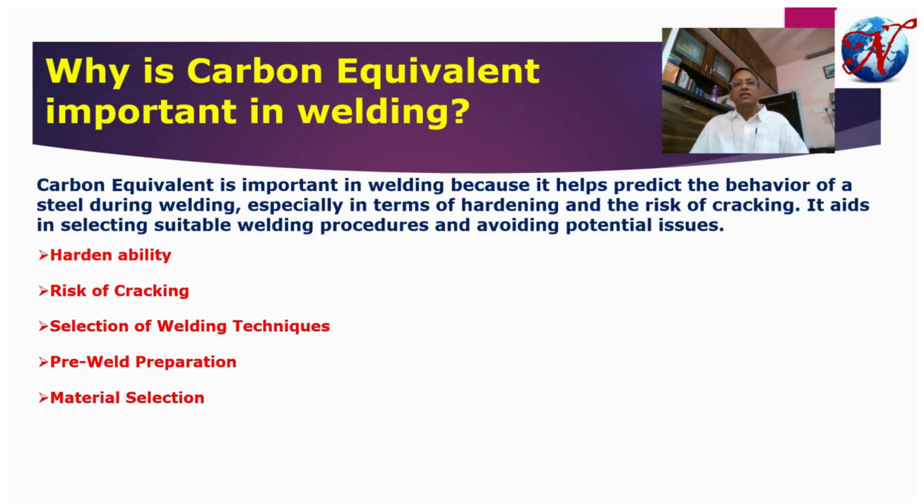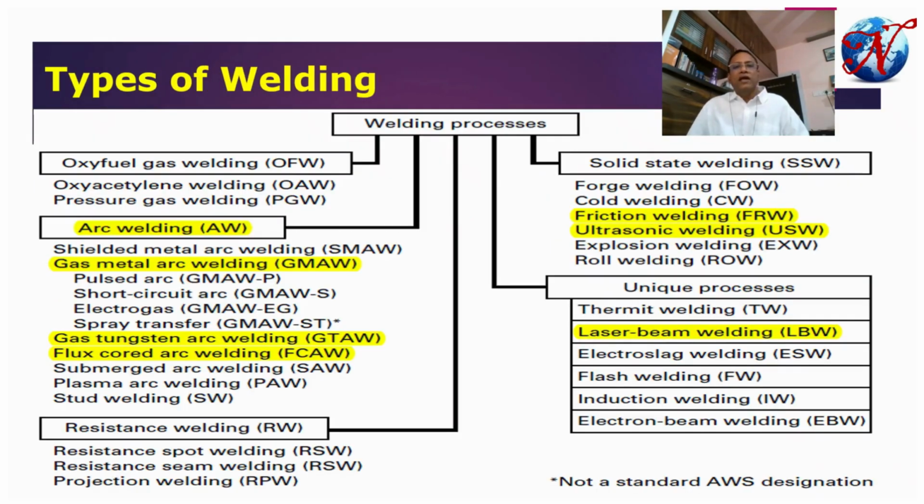So carbon equivalent is important in welding because it helps predict the behavior of the steel during welding, especially in terms of hardening and the risks of cracking. It aids in selecting suitable welding procedures and avoiding potential issues like hardenability, risks of cracking, selection of welding technology, pre-weld preparation, and material selection.